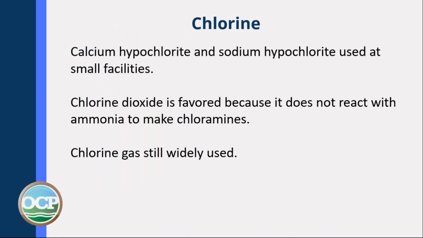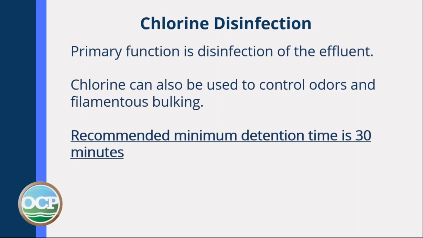Chlorine, calcium hypochlorite, and sodium hypochlorite are used at smaller facilities for disinfection of wastewater. Chlorine dioxide is favored because it does not react with ammonia to make chloramines, but chlorine gas is still widely used in larger systems. Chlorine disinfection, the primary function is disinfection of the effluent.